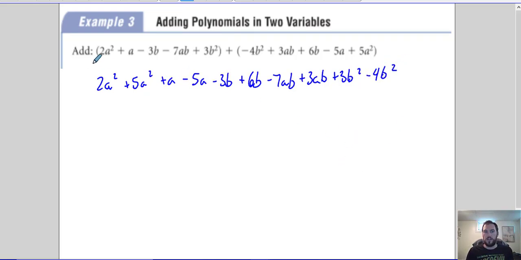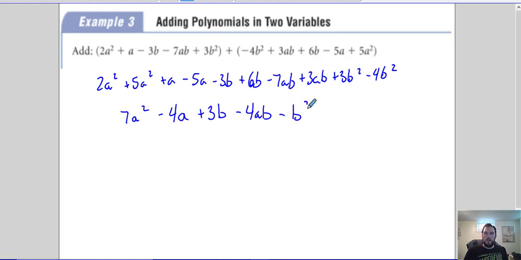So all I did was make sure that every time I have some kind of unique variable, so a squareds or a's or b's, I just look through everywhere and see if there are any other examples of that same variable, right? So now that I have them all matched into their like pairs, we're simply going to add coefficients. So 2a squared and 5a squared gives me 7a squared. 1a and negative 5a gives me negative 4a. Negative 3b and 6b gives me positive 3b. Negative 7ab and positive 3ab gives me negative 4ab. And then finally, 3b squared minus 4b squared is minus 1b squared.